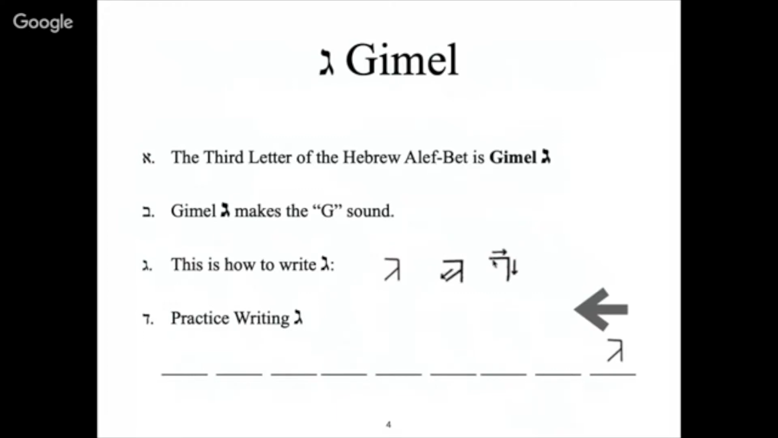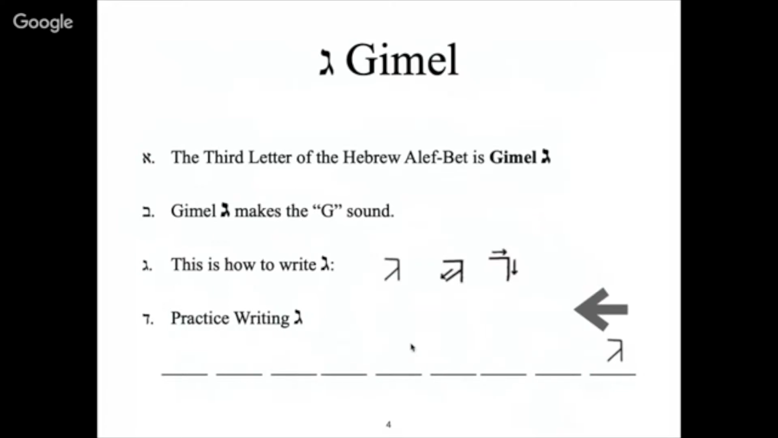Right, so you get your pencil and you write, you go over and down, and then you make this little leg, this little kickstand here in the middle. So you make your little upside down L, and then it has a little kickstand on it, and that's a Gimel. So go ahead and write a couple Gimels there on your paper.